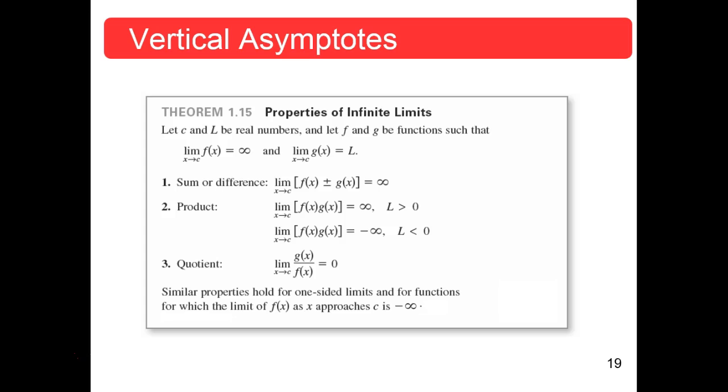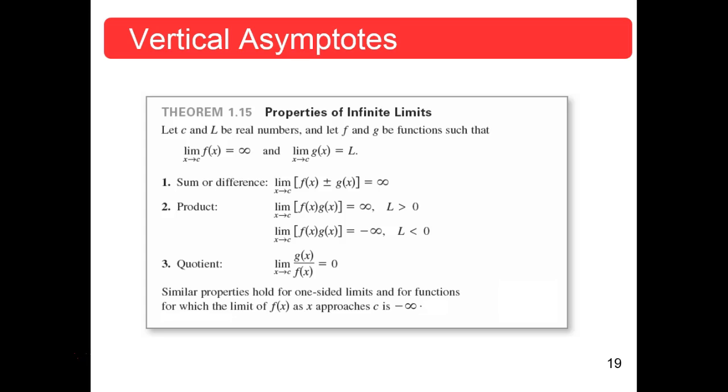Now the quotient. Most of the time we put F on top. This time we put G on top and F on the bottom. If F is getting infinitely larger and G is just fixed, then this is a number. Even if G is 4 million, but it's constant.